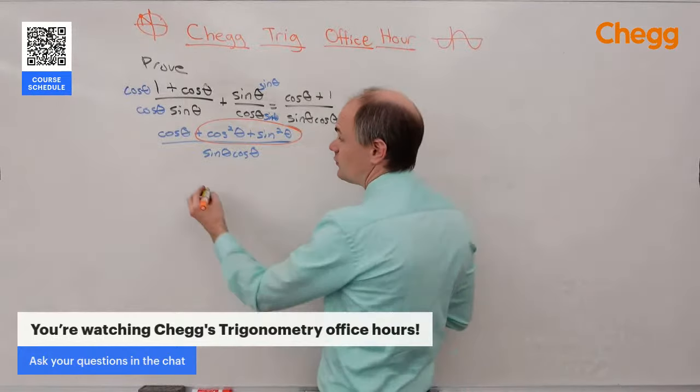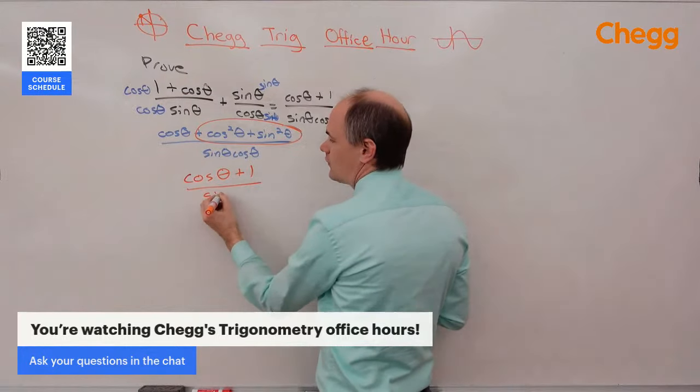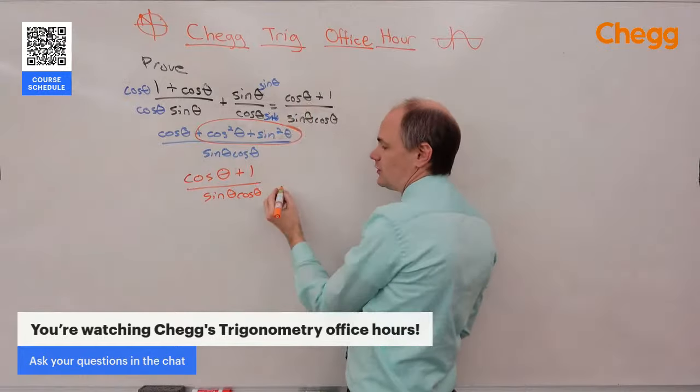When I see sine squared plus cosine squared, I need to know that that is equal to 1 over sine theta cosine theta. And that is what we were looking for.